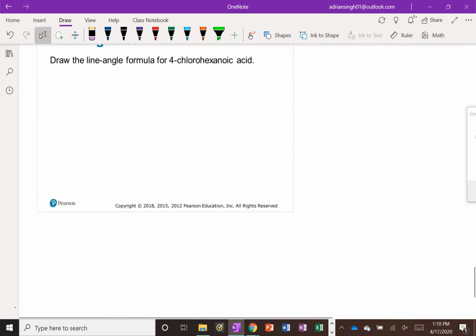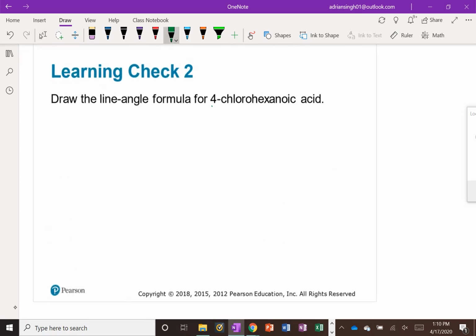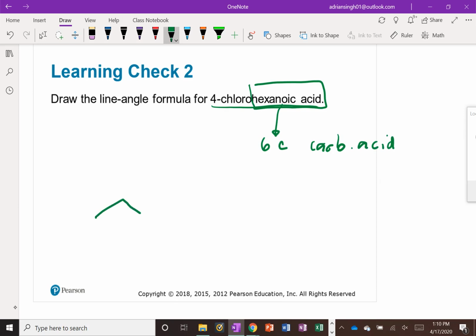All right, and let's go in the other direction. Let's say we're given the name, and we want to come up with a structure for this, right? Again, you want to approach this starting with the last name. So we have a hexanoic acid, so that means 6 carbons. Carboxylic acid. All right, so 1, 2, 3, 4, 5, 6, and I have my carboxylic acid functional group.